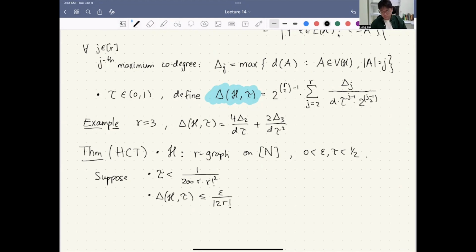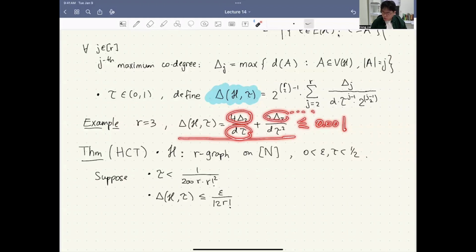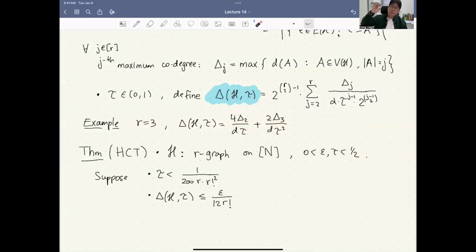So this is the bound. Usually, if you take epsilon to be a constant, everything here is a constant. So this is just saying that this is bounded by some constants, and tau is small. Now, what does that mean? If you look at this, or even the simpler form, this is at most some constant, let's say 0.01. It just means that we don't have pairs lying in too many edges. We don't have triples all the way to r-tuples lying in too many edges. It's an upper bound on the maximum codegree for every layer.